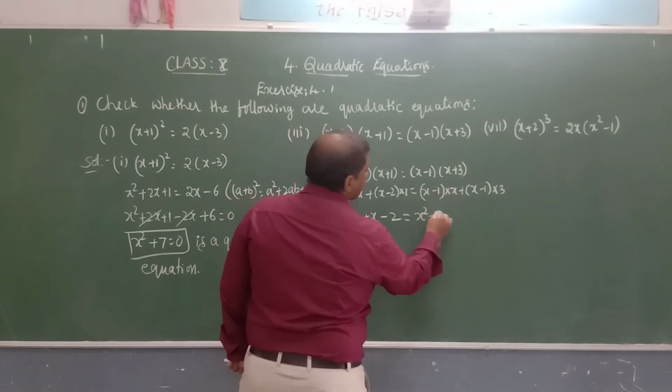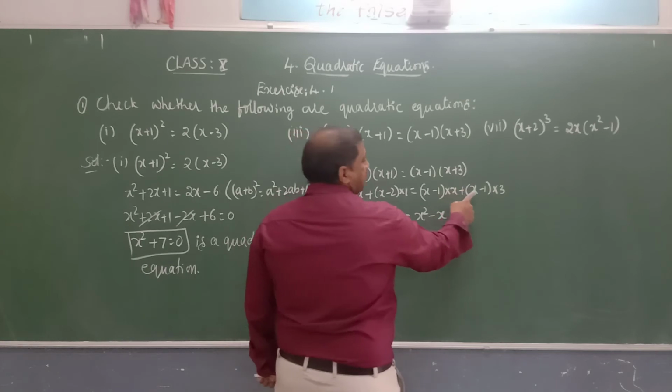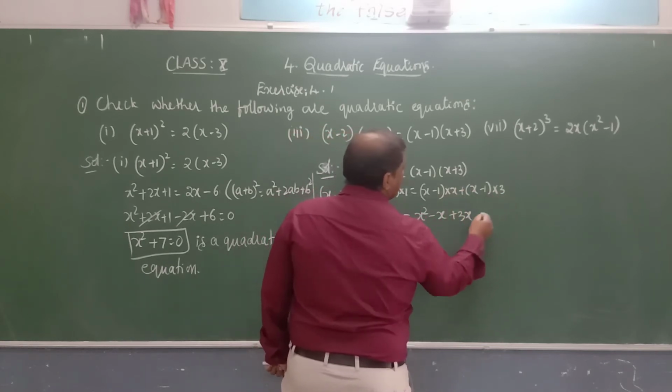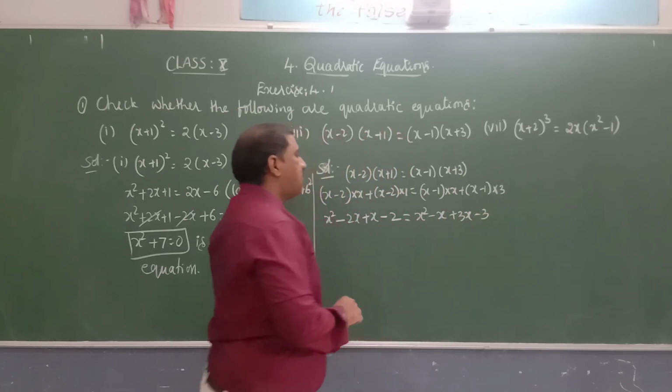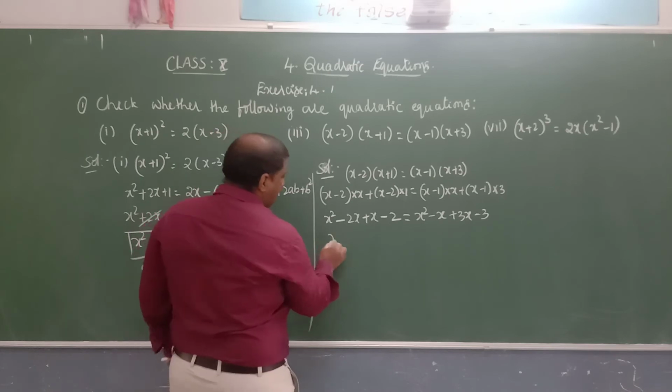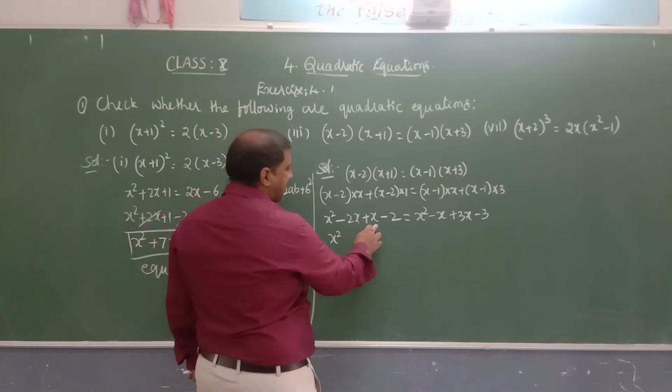minus 1 into x is minus x, x into 3 is plus 3x, minus 1 into 3 is minus 3. Now simplify. X square minus 2x plus x.